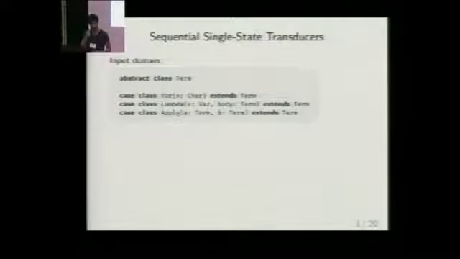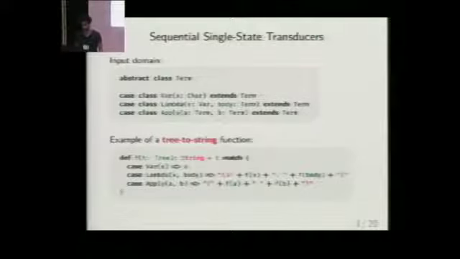And this is an example of trees describing terms of the lambda calculus. So in the lambda calculus, you have three kinds of terms. You have variables, and then you have lambda definitions with a variable and a body, and then you have application of one term to another.